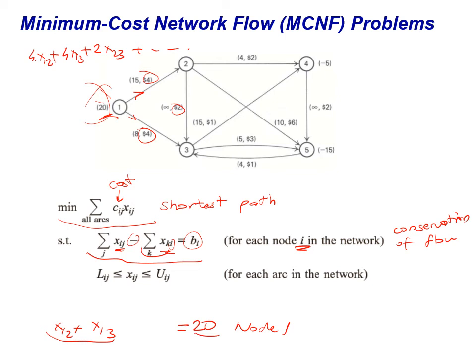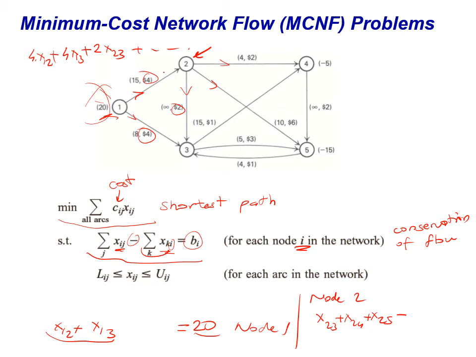But have a look at node 2. Okay, in node 2, let me write it here. Node 2. What is the outflow? It can be 2,3, 2,4, and 2,5. So x23 plus x24 plus x25.